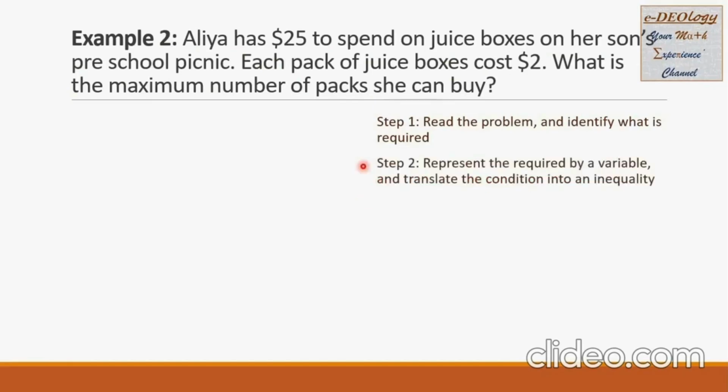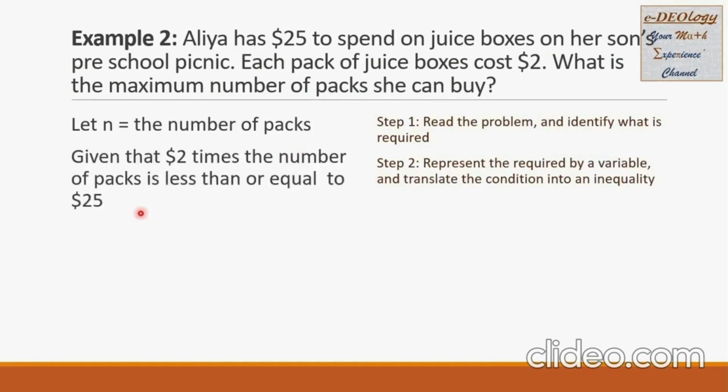In step 2, we will represent the required by a variable and translate the condition into an inequality. We let n be the number of packs. Now, given that $2 times the number of packs is less than or equal to $25. This is the money of Aliyah. So we will write 2 times the n is less than or equal to 25.